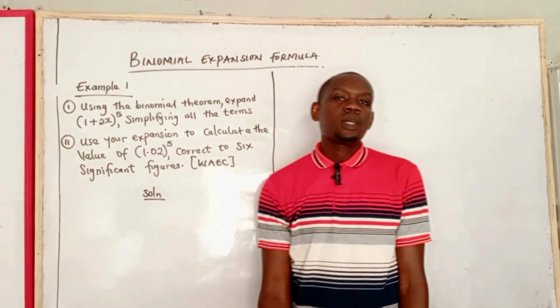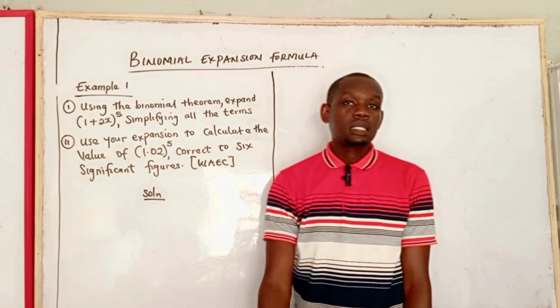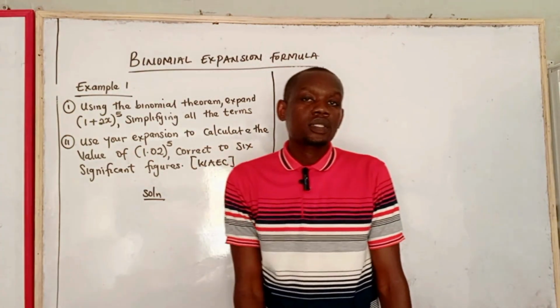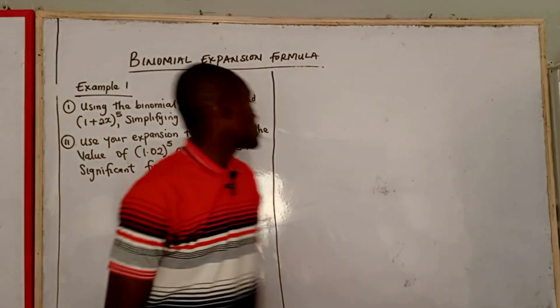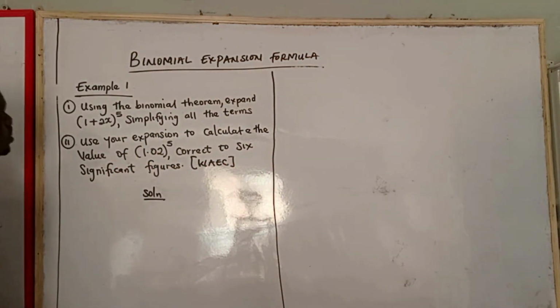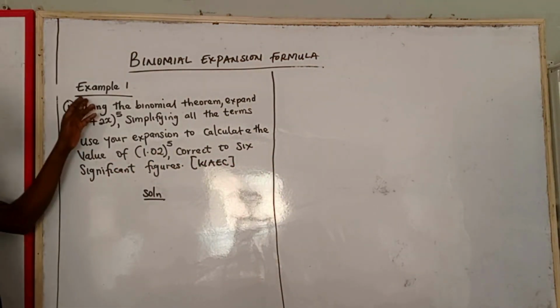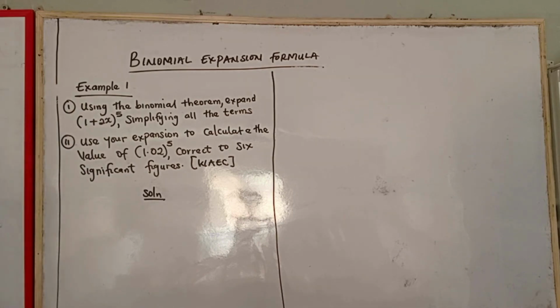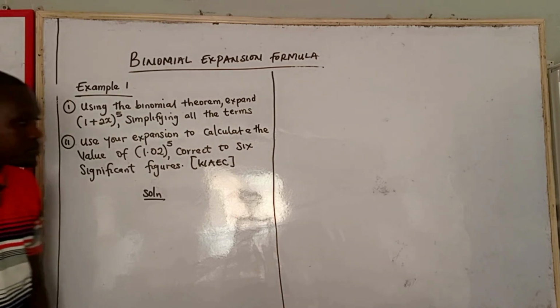So in this video now, we are going to be looking at the second aspect of our question, which is: use your expansion, that is the expansion we got in question 1, to calculate the value of 1.02 raised to the power of 5 correct to 6 significant figures.